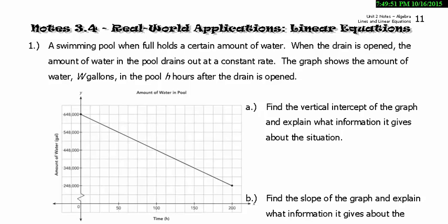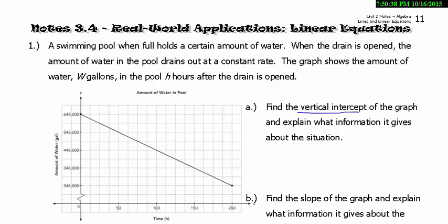So question 1 says a swimming pool, when full, holds a certain amount of water. When the drain is open, the amount of water in the pool drains out at a constant rate. The graph shows the amount of water, W gallons, in the pool H hours after the drain is opened. Question A, find the vertical intercept of the graph and explain what information it gives about the situation. So if you notice in here we have the word vertical intercept.